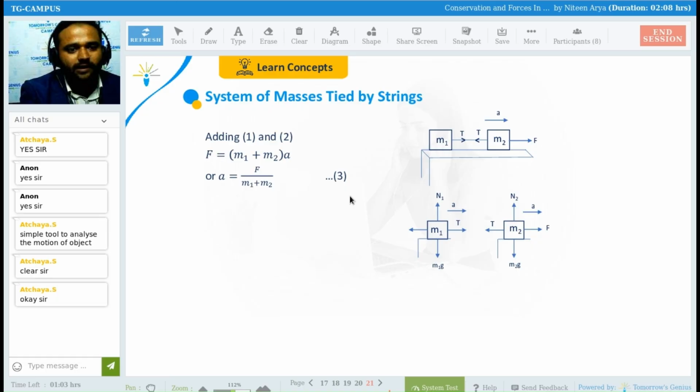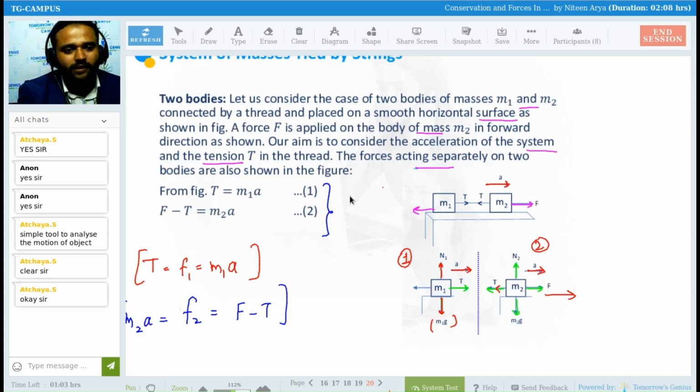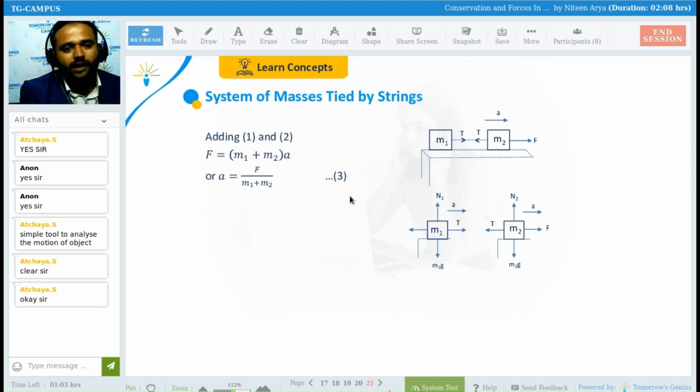Going to the next page, adding equations 1 and 2, as you can see, you get the total force F equals m1 plus m2 times a. That is quite obvious, but we need to prove that. So the acceleration a is F divided by m1 plus m2, the net acceleration being whatever force you applied divided by m1 plus m2.